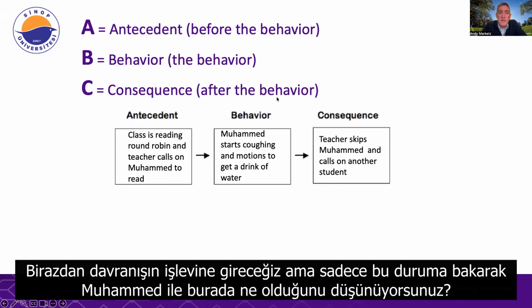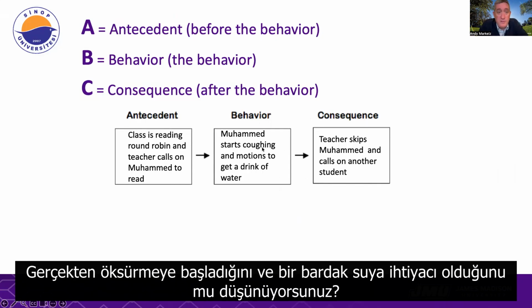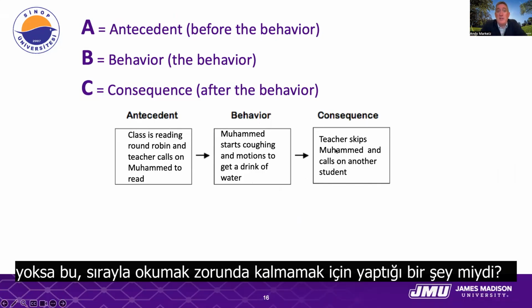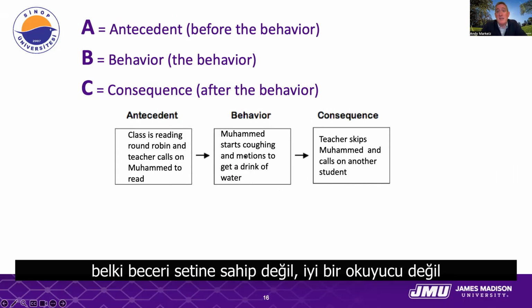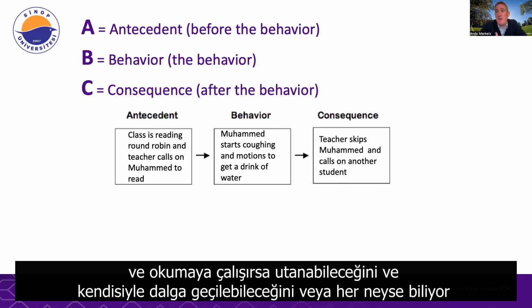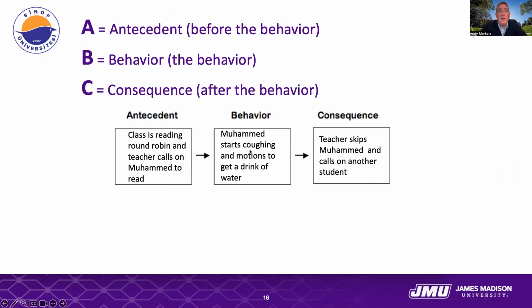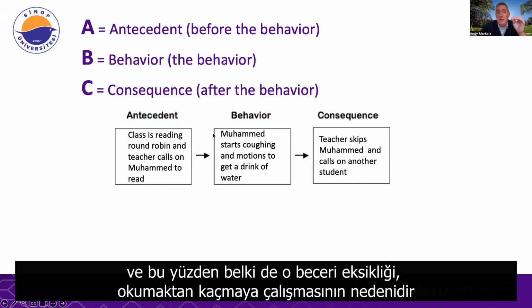We'll get into the function of behavior shortly, but looking at this, what do you think's happening here with Mohammed? Why do you think he really started coughing and needed to get a drink of water, or was that something that he created so that he didn't have to read round robin? When you start thinking about it, perhaps Mohammed's doing something so that he doesn't have to read for whatever reason. Maybe he doesn't have the skill set. He's not a good reader, and he knows if he tries to read, he might feel embarrassed and he might be made fun of. And so maybe that skill deficit is the reason that he's trying to escape from reading.